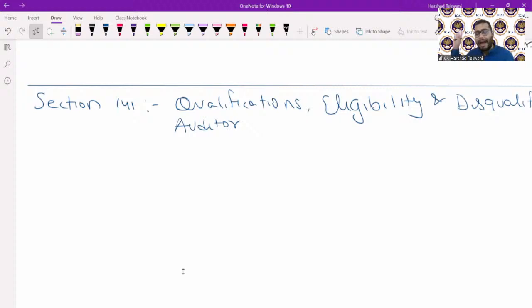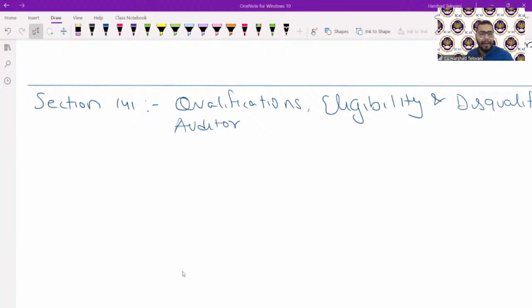Remember, in the previous lecture we discussed the fundamental principles. To ensure these fundamental principles are present and there is no threat to them, these qualifications, eligibility, and disqualifications are required to be taken care of. I'll briefly explain the provisions, and we'll move forward to the next section. I think this section is already covered in your IPCC, in your intermediate. You also cover it in your corporate law subject, so I will cover some of the important provisions very briefly, and then we'll move forward.